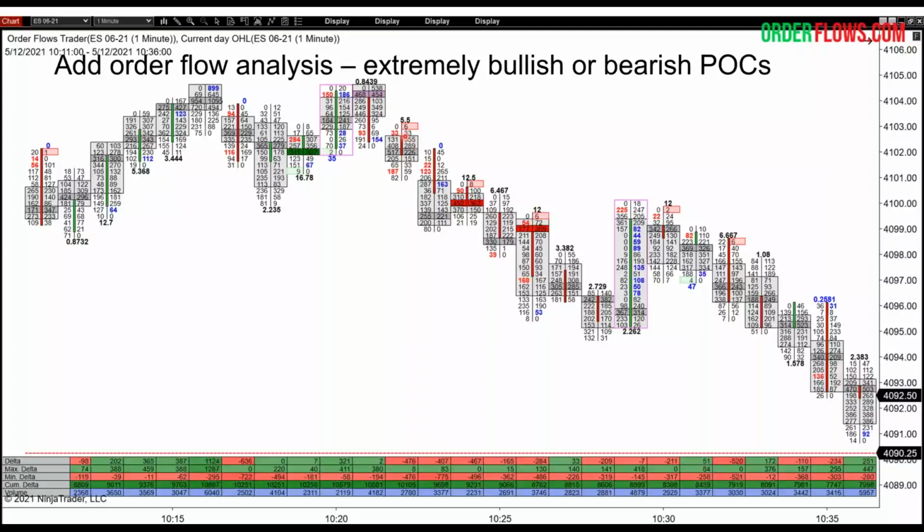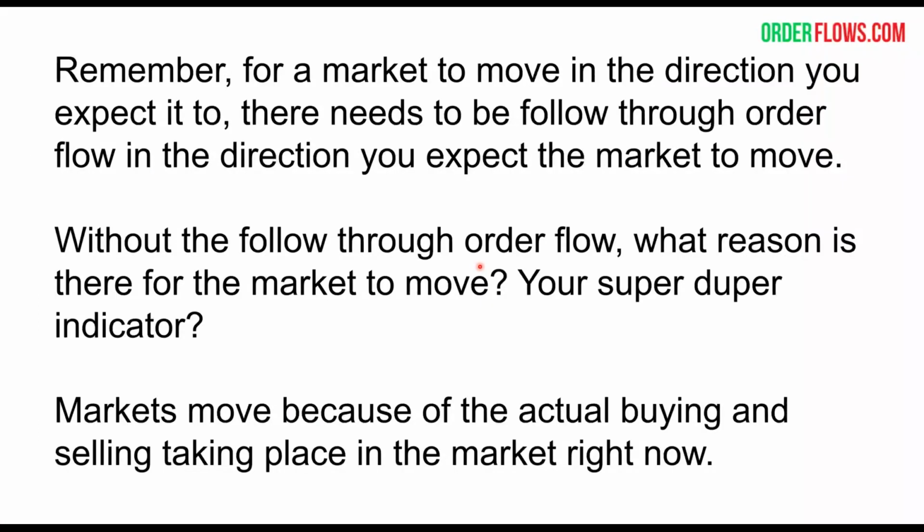Then as we gap down in the value area, and another gap down in the value area, we're starting to see some extremely bearish POCs. That's why they're colored red. If they were bullish, they would be colored green. And you could catch this move down. So remember, for a market to move in the direction you expect it to, there needs to be follow-through order flow in the direction you expect the market to move.